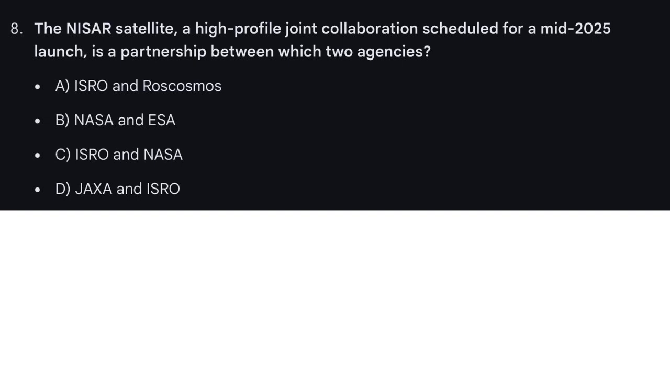Next, the NISAR satellite, a high-profile joint collaboration scheduled for mid-2025 launch, is a partnership between which 2 agencies? NISAR, NASA and ISRO, right? NISAR is NASA-ISRO Synthetic Aperture Radar.